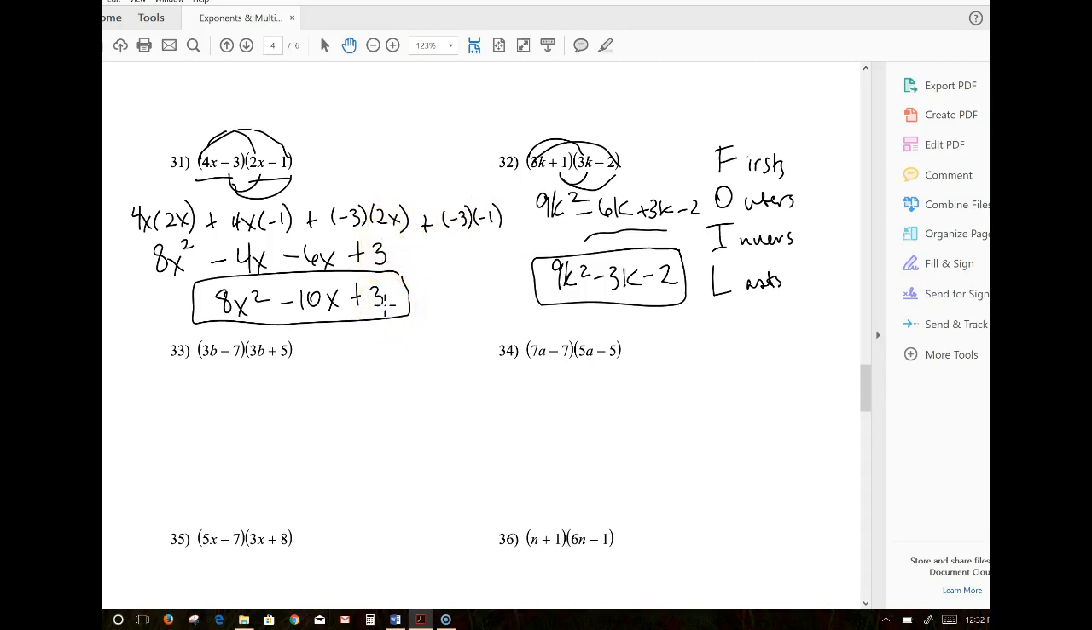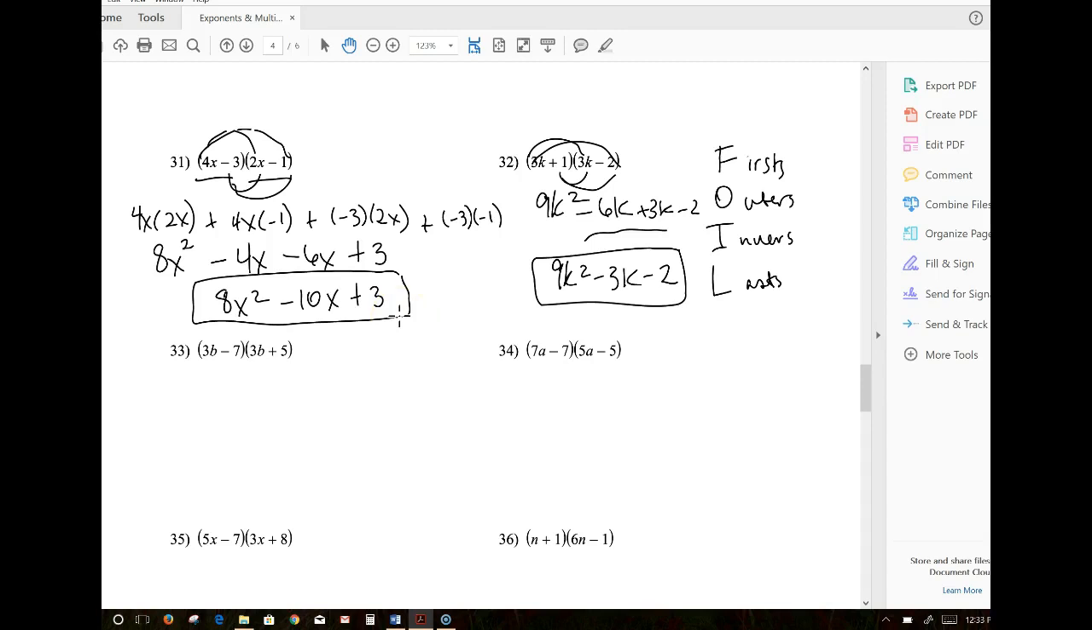Okay, but in this case we have one more step because see these middle terms here, negative 4x minus 6x. Those are like terms because they're both an x to the first power term. So we can combine those. Negative 4x minus 6x, or you could think of it as negative 4x plus negative 6x. Same sign, so we add and keep the sign. That gives us negative 10x. So our final answer, 8x squared minus 10x plus 3.